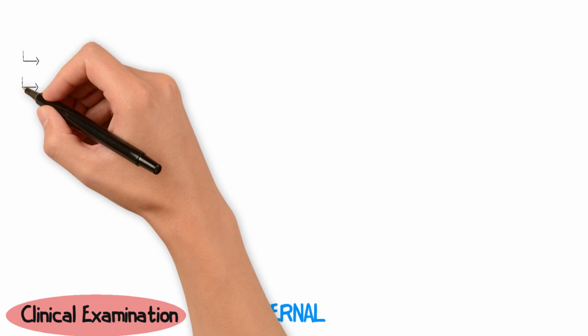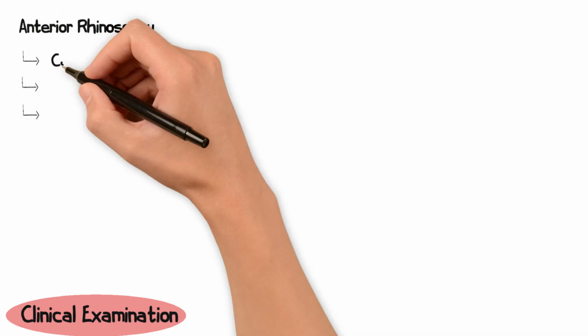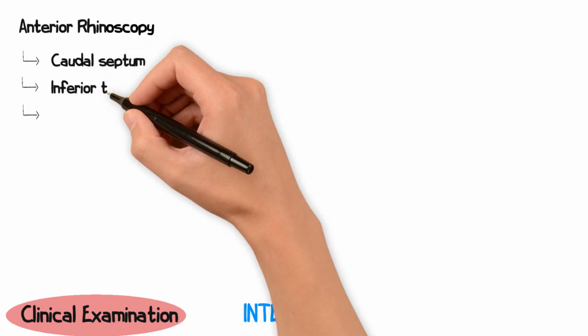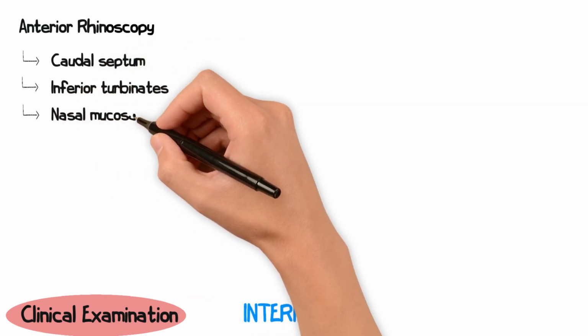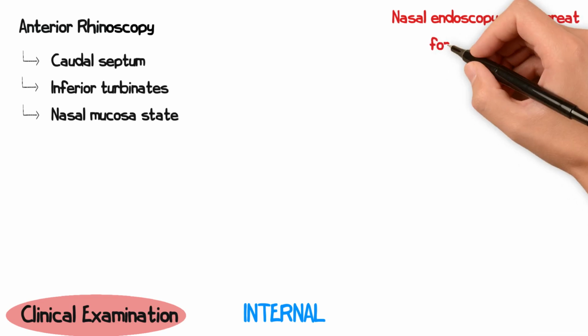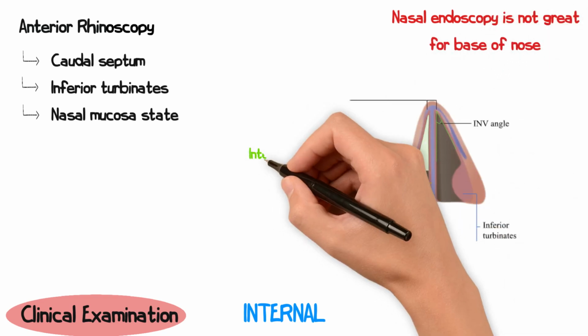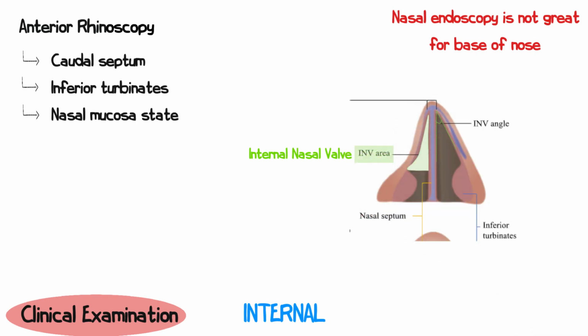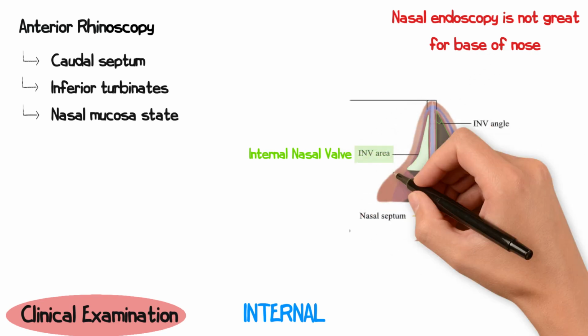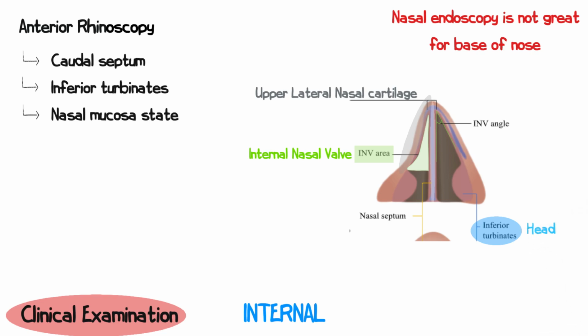The internal, or the endonasal examination, comprises anterior rhinoscopy to examine the caudal septum, the inferior turbinates, and the state of the nasal mucosa. Often nasal endoscopy is not as effective for assessing the base of the nose. Look carefully at the internal nasal valve. This is the cross-sectional area between the nasal septum, the upper lateral cartilages, and the head of the inferior turbinate.